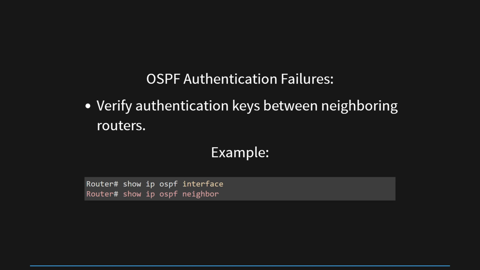Using commands like show ip ospf interface and show ip ospf neighbor on the router provides valuable information to diagnose authentication-related problems and identify any inconsistencies in the authentication keys. By rectifying these mismatches and ensuring the correct authentication settings, OSPF neighbors can authenticate each other successfully, enabling the formation of OSPF adjacencies and facilitating seamless communication within the OSPF network.